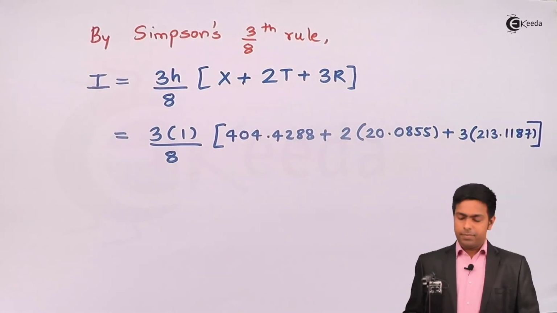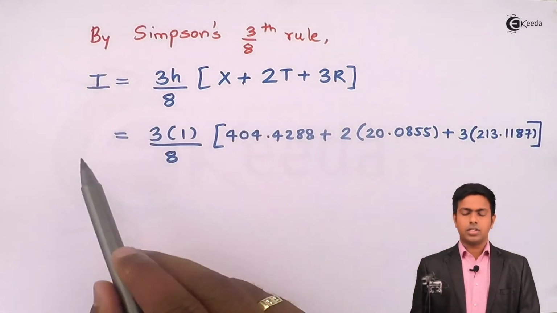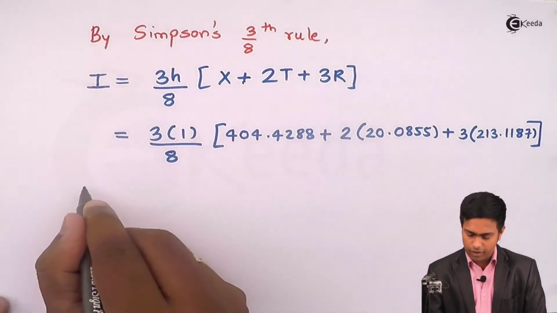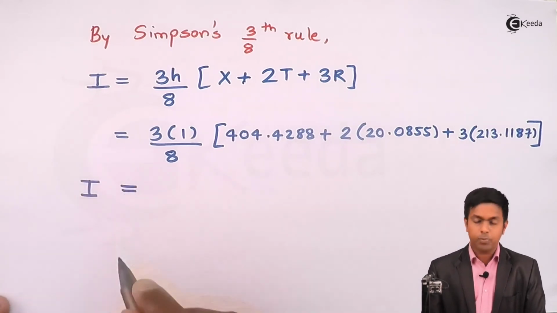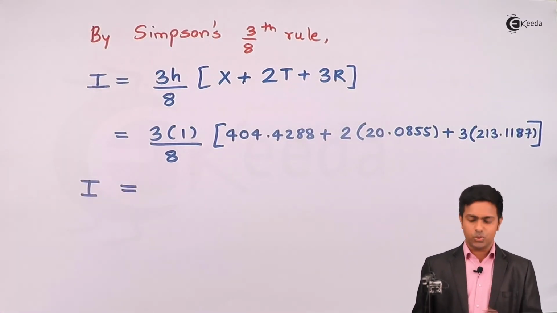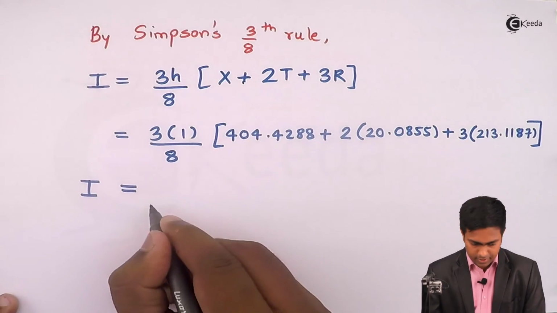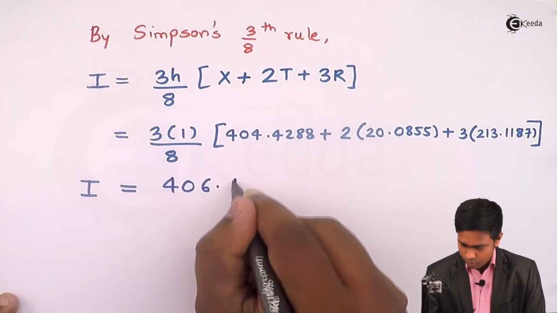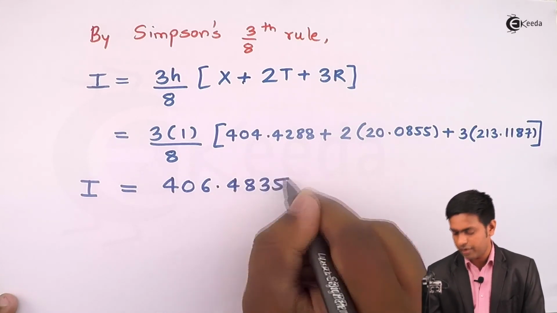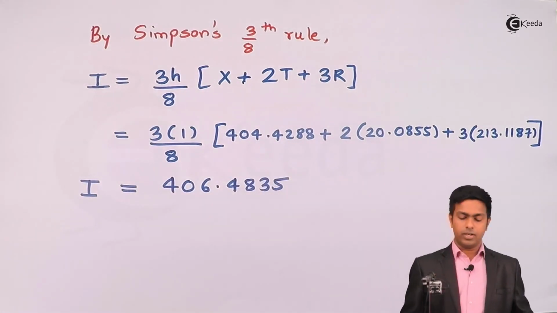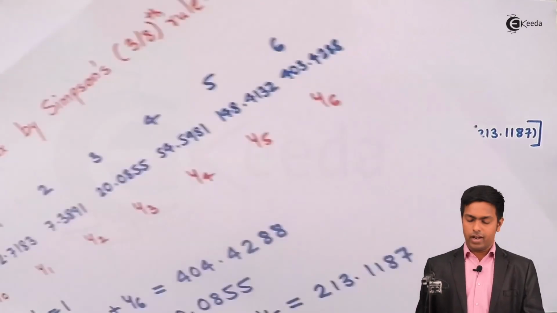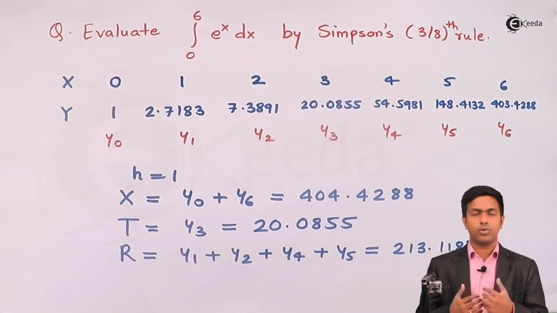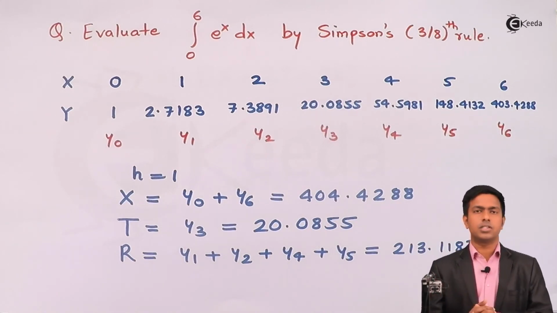Now guys, the last step: we'll put this expression in the calculator, and we'll get the final answer of I. When you put these values in the calculator, you should get the answer as 406.4835. So you can verify your answer as well. So here we got the value of the integration of e raised to x dx from 0 to 6 with the help of Simpson's 3/8 rule.